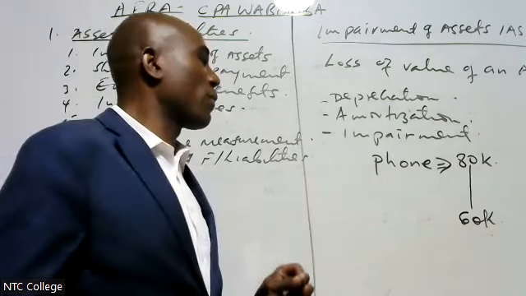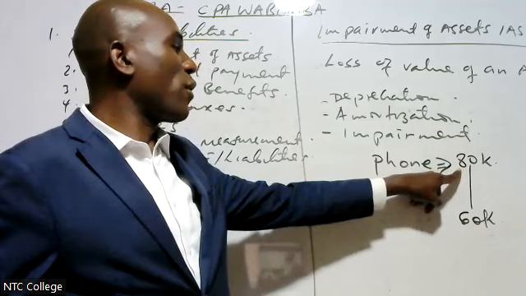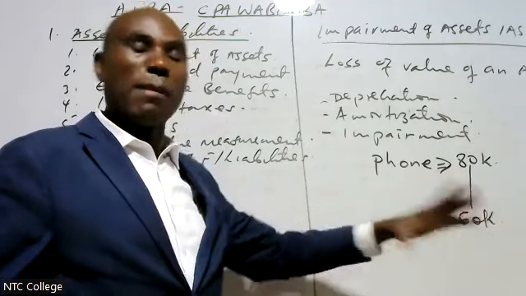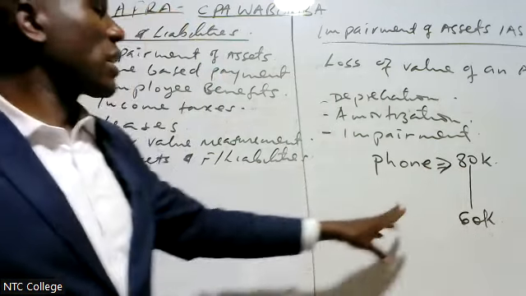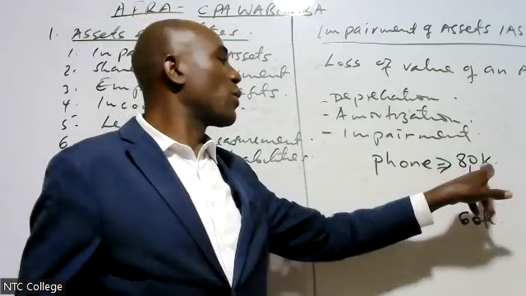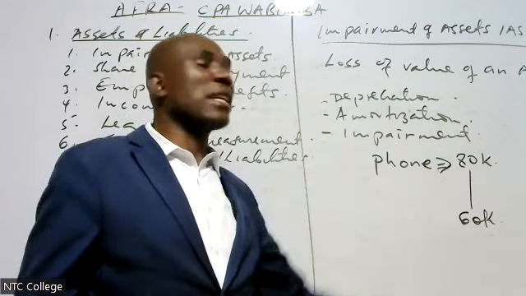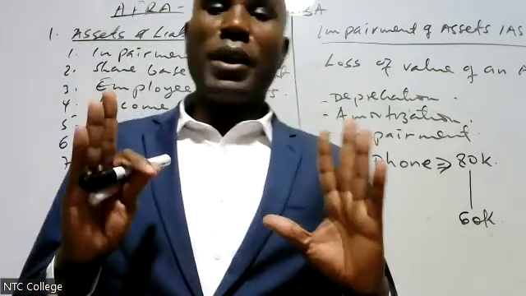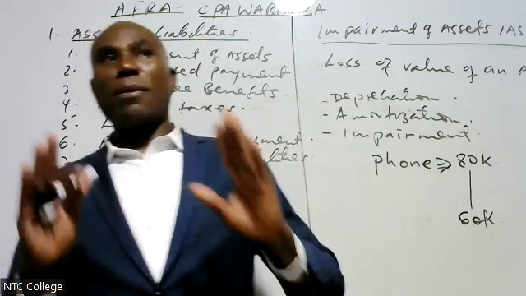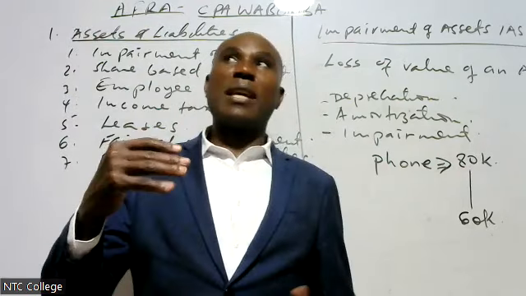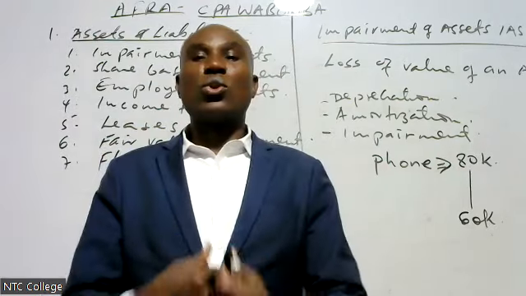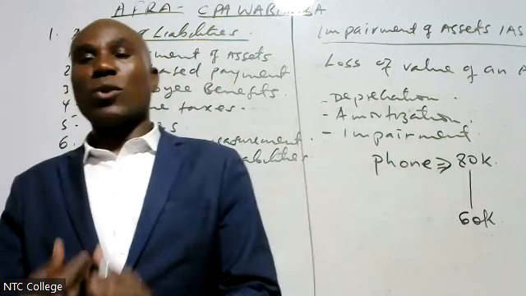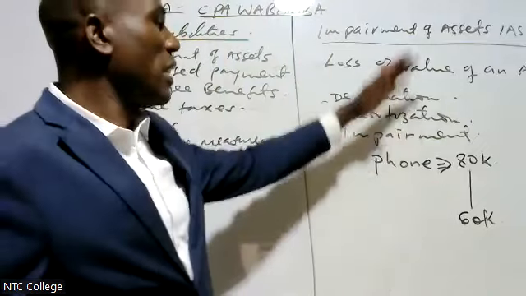What does it mean, my good friend? If I purchase the phone today and the same day the market price has come down, the difference between what I purchased it for and what is now remaining of that phone is what we call impairment. The phone is now impaired. Like when we say you are visually impaired, it means you are not able to see. Therefore, impairment is the loss.